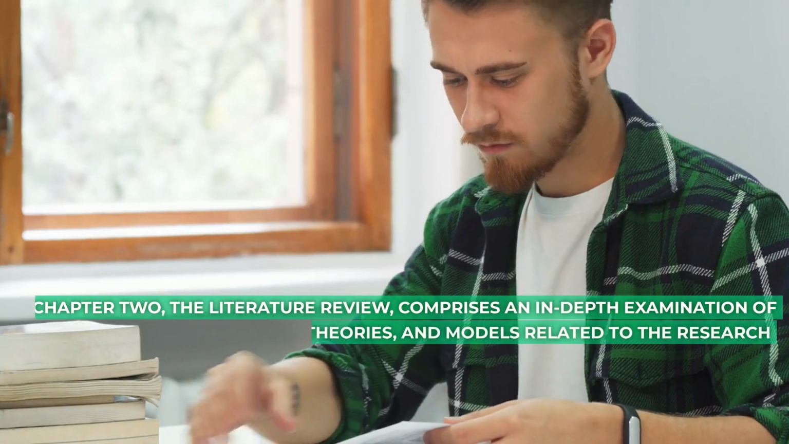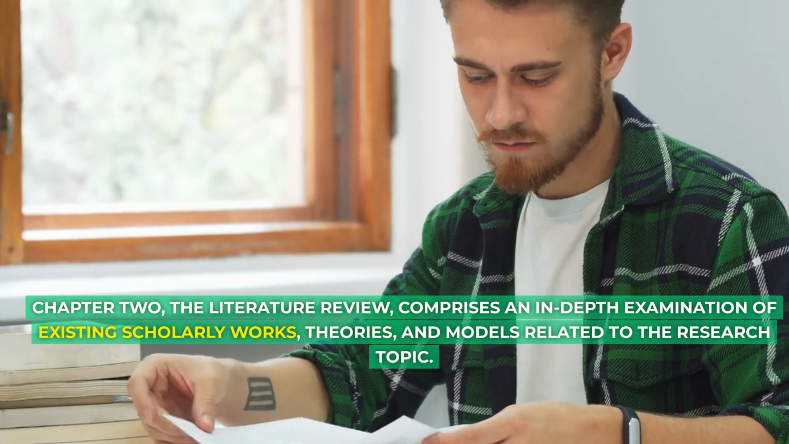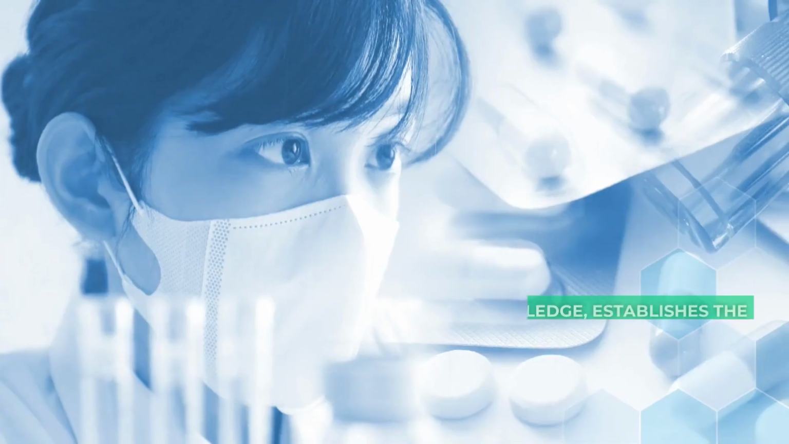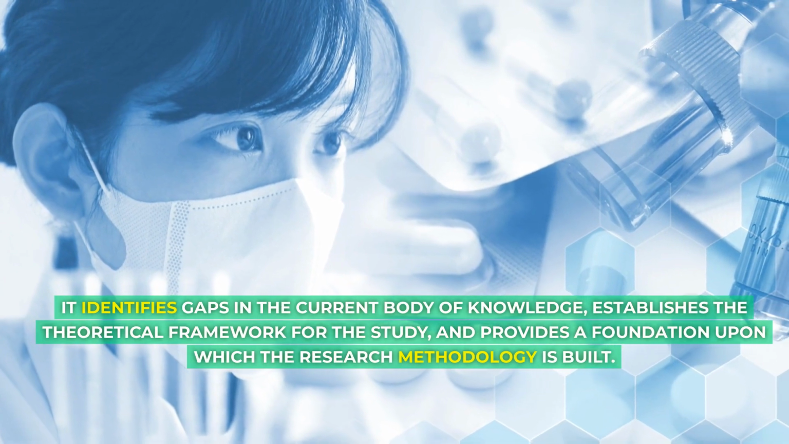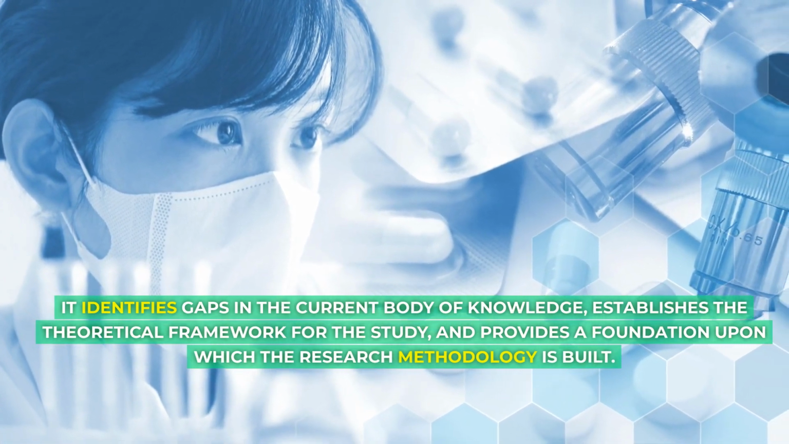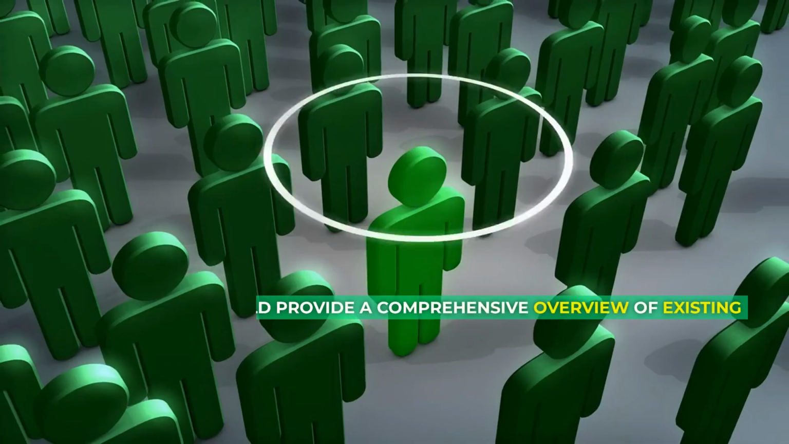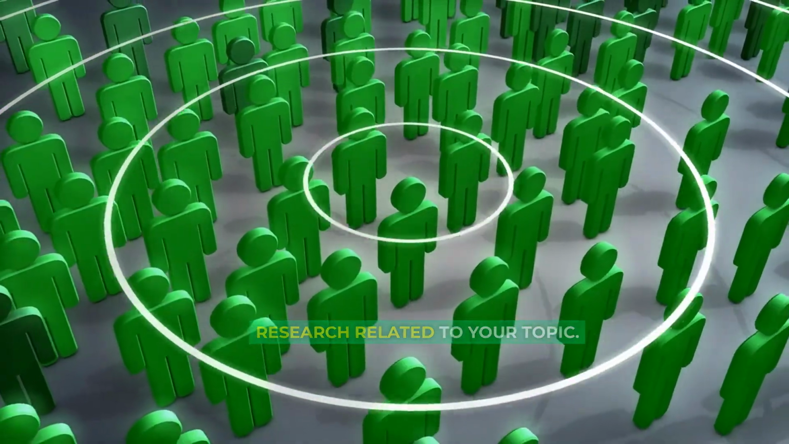Chapter 2, Literature Review. Chapter 2, the Literature Review, comprises an in-depth examination of existing scholarly works, theories, and models related to the research topic. It identifies gaps in the current body of knowledge, establishes the theoretical framework for the study, and provides a foundation upon which the research methodology is built. This chapter should provide a comprehensive overview of existing research related to your topic.